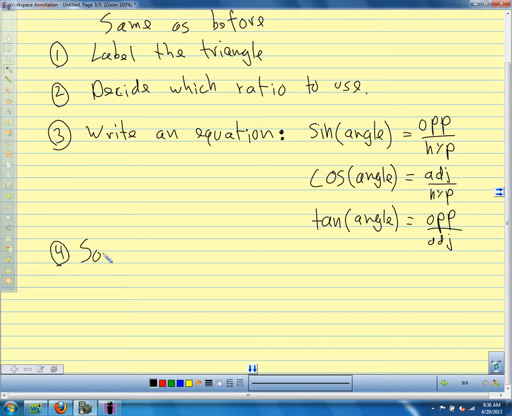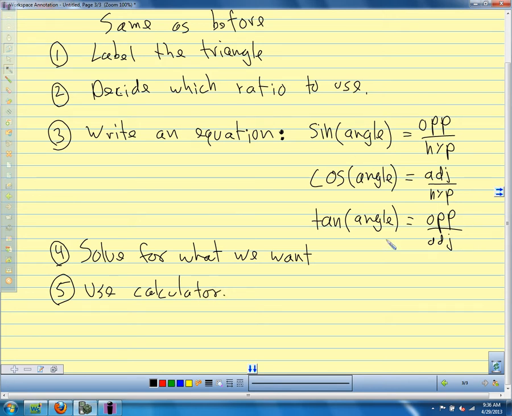Then we're going to solve for what we want. And then our last step is to use our calculator. So just like before, you just have to choose which ratio to use. So questions on our steps? If we follow these steps, we pick the right ratio, we'll get our problems right every time. All right, let's look at a couple of examples.